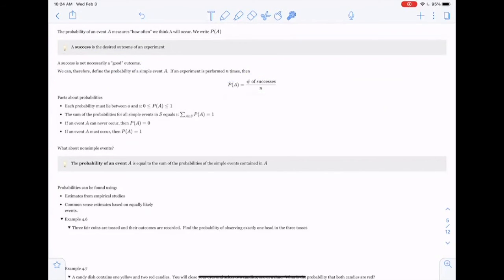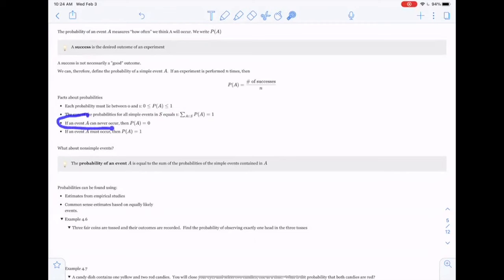And so some basic facts about events: each probability must lie between 0 and 1, right? The probability of any event can't be smaller than 0, nor can it be larger than 1. If we have simple events, right, this only holds true for simple events. If I add up all of the probabilities of my simple events, that sum should be 1, right? That doesn't hold true if I just talk about any old event, especially ones that are made up of multiple simple events, right? This equality only holds true for all simple events in my sample space S.